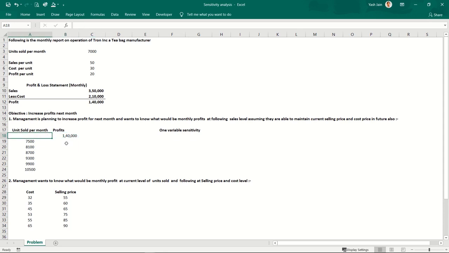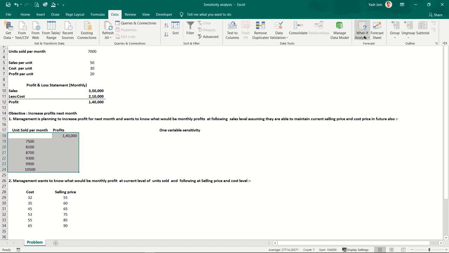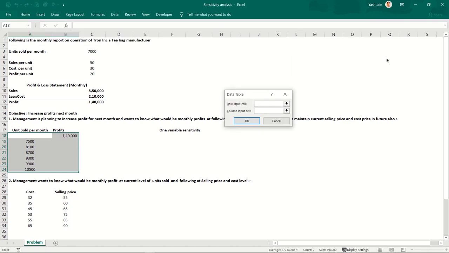So let's create the data table here. For this, I'll be selecting this. My profits are sensitive to only one variable in this case, that is the number of units sold. So I've selected this part. I want to fill in profits here. Then I'll go to Data, What-If Analysis, and in this I'll go to Data Table.